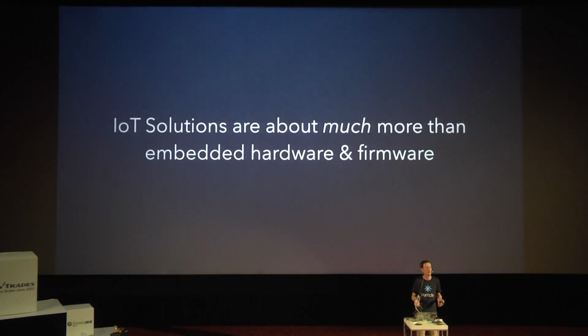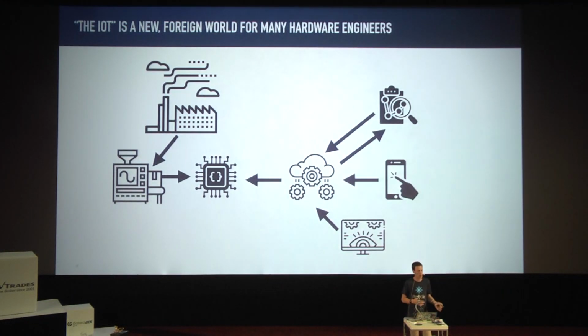So what's ultimately happening is that Internet of Things solutions are about much more than embedded hardware and software. The types of systems that we built 30 years ago were very self-contained. The types of systems we build today, connectivity is baked in. And it's not just because we can, but because of the types of problems that connectivity enables us to solve.